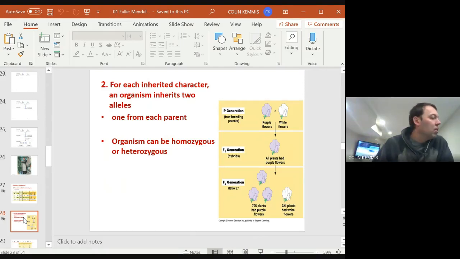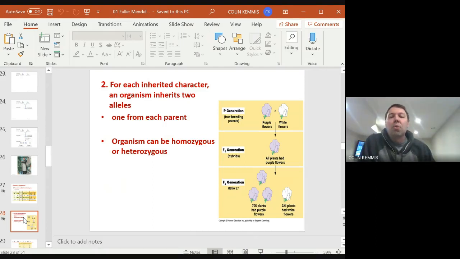All right, number 2. For each inherited character, an organism inherits 2 alleles, one from each parent. Okay, this is the idea that you get half of your genes from mom and half from dad. And the vocabulary goes here, homozygous. Okay, homo means same. So you would have 2 capital letters or 2 lowers. That would be homozygous dominant, or homozygous recessive. And then there's only one way to be heterozygous. Hetero means different here. So you're going to have 1 capital and 1 lower.